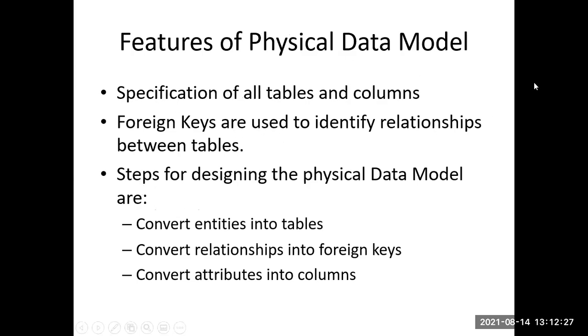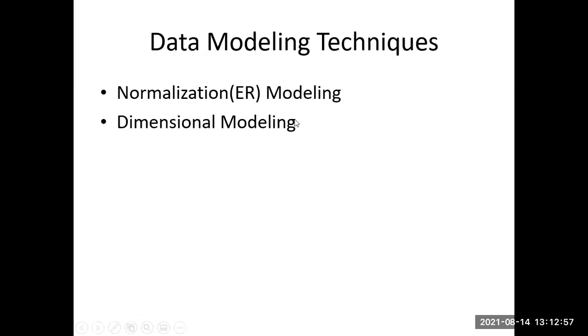Foreign keys are used to identify the relationships between the entities or the tables. To design your physical data model, convert all the entities you have identified back into tables, which means you are supposed to create tables, and after that convert the relationships into foreign keys. Whenever you have a relationship between the entities with a diagrammatic representation of a diamond or rhombus shape, you have to find out the foreign key and convert attributes into columns here. So this we had done.